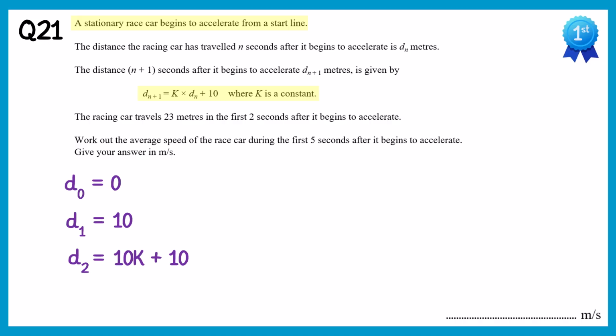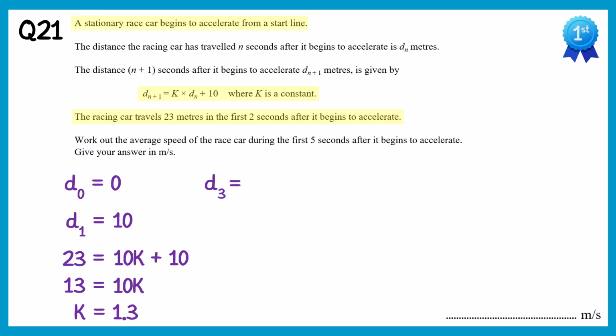Now we actually know the value of d2 because it's been given in the question. We're told that it's travelled 23 meters in the first 2 seconds. So we can replace d2 with 23. We've now got an equation to solve to find the value of k. If we subtract 10 from both sides, we get 13 equals 10k, and then divide both sides by 10. You'll find that k is 1.3. Now that we know the value of k, we can continue to do this to find the next values.